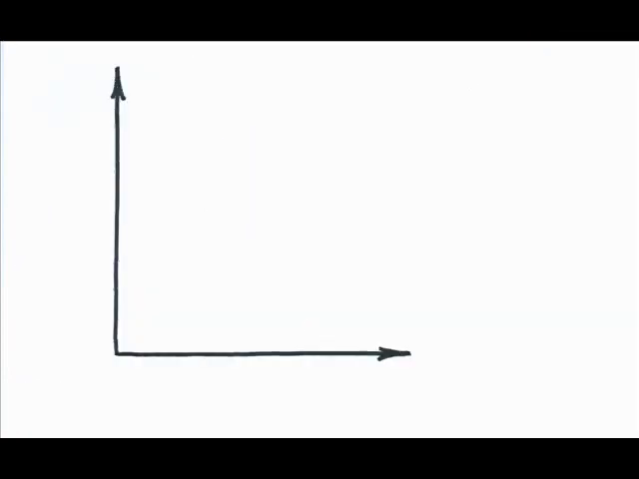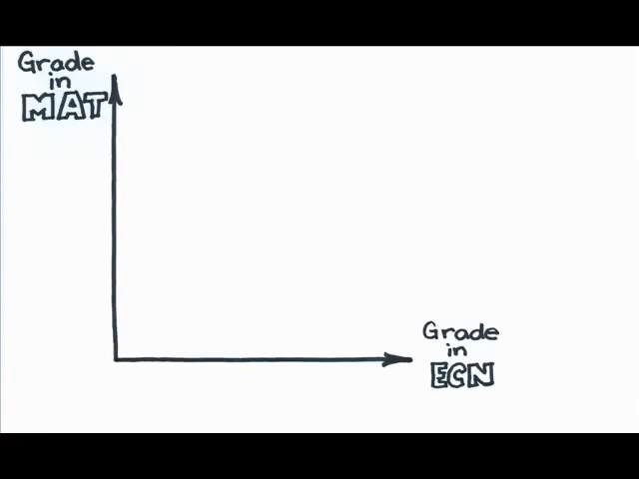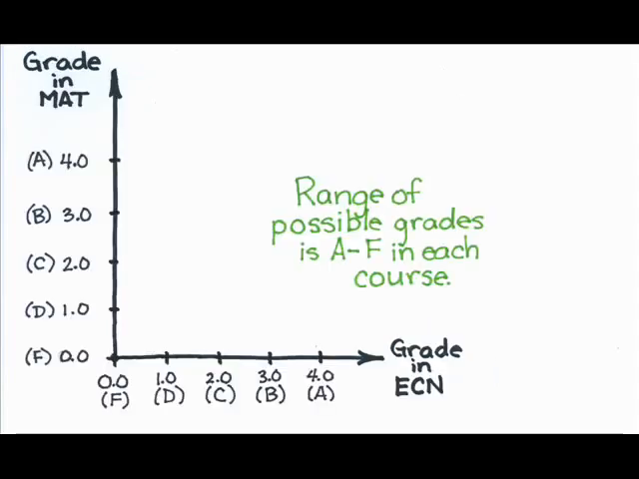So let's put all of this information in graphical form. First, I set up my 2 axes and label each. One will be the grade in economics, the other will be the grade in math. What's the possible range of grades? Well, anywhere from an F to an A, or since we're counting on this graph, anywhere from 0.0 to 4.0. This is true for the grade in economics axis as well as the grade in math axis.